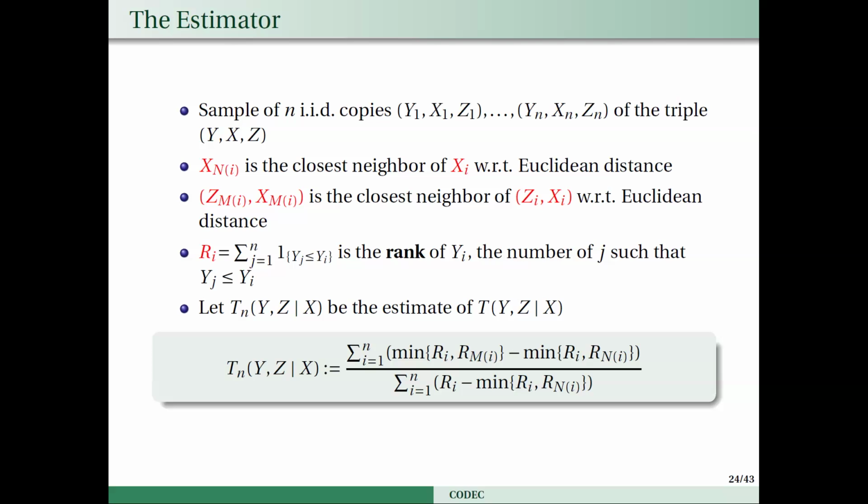And then the second time, for each pair of zi and xi, I'm finding mi, which is the index of its nearest neighbors among all the other pairs. Again, I'm required to find the ranks, which is sorting of y. And my estimator will be now this shape. Again, you see that the only things that are appearing are the ranks with respect to the nearest neighbors of pairs, and ranks with respect to the nearest neighbors of x's.